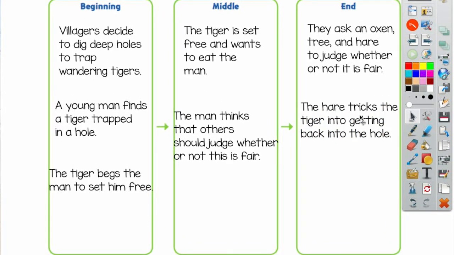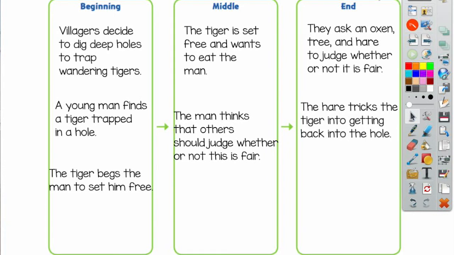By mentioning these 2 important details, we see the solution to the end of our story. So even though the oxen and the tree said no, he should be able to eat you, the hare ends up tricking the tiger so he can't eat the human.